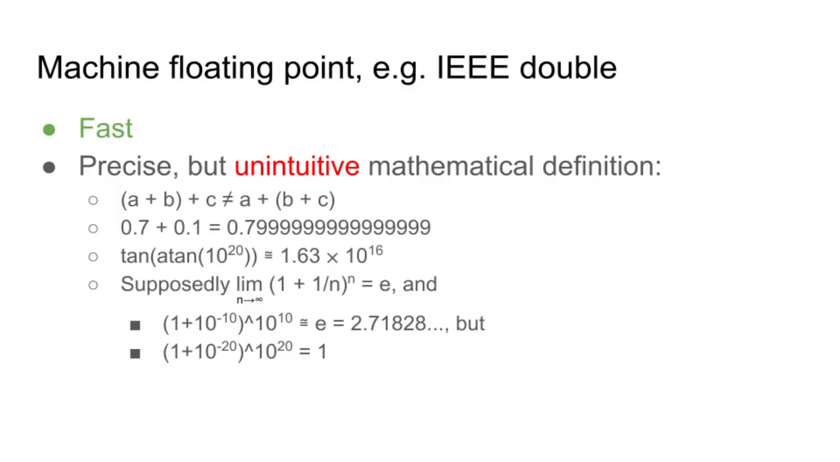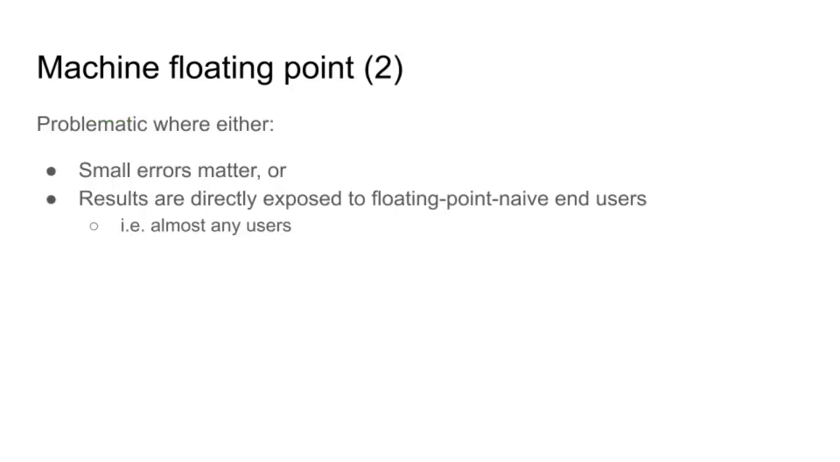As a result of this, it can be problematic to use machine floating point where either small errors matter or, probably more importantly, where the results are directly exposed to naive users who will be surprised by some of the results and generally complain that those are bugs. We'll look at a couple of applications for which these apply.